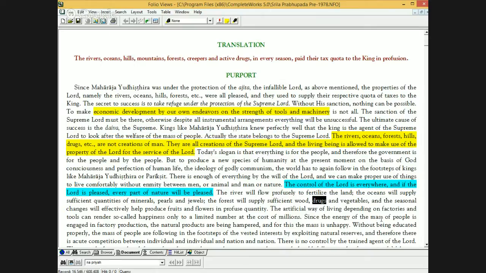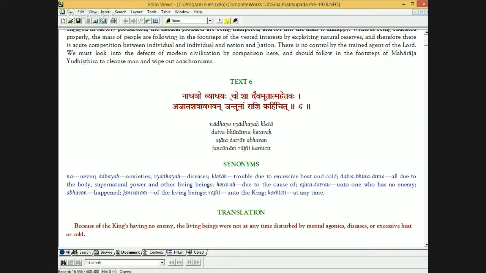Since the energy of the mass of people is engaged in factory production, the natural products are being hampered, and for this the mass is unhappy. Without being educated properly, the mass of people are following in the footsteps of the vested interest by exploiting nature's resources. Therefore, there is acute competition, individual, nation. There is no control by the trained agents of the Lord. We must look into the defects of modern civilization and should follow in the footsteps of Maharaj Yudhishthira to cleanse man and wipe out anachronism.